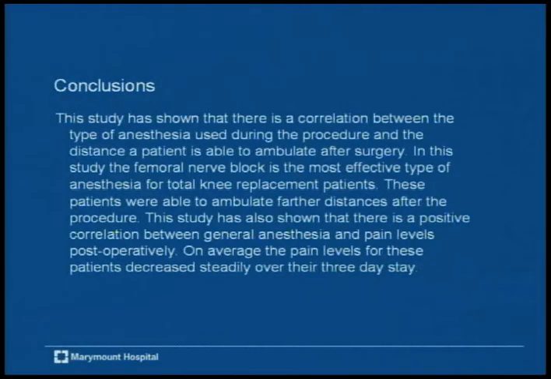This study has shown that there is a correlation between the type of anesthesia used during the procedure and the distance a patient is able to ambulate after surgery. In this study, the femoral nerve block is the most effective type of anesthesia for total knee replacement patients. These patients were able to ambulate farther distances after the procedure. This study has also shown that there is a positive correlation between general anesthesia and pain levels postoperatively. On average, the pain levels for these patients decreased steadily over their 3-day stay.